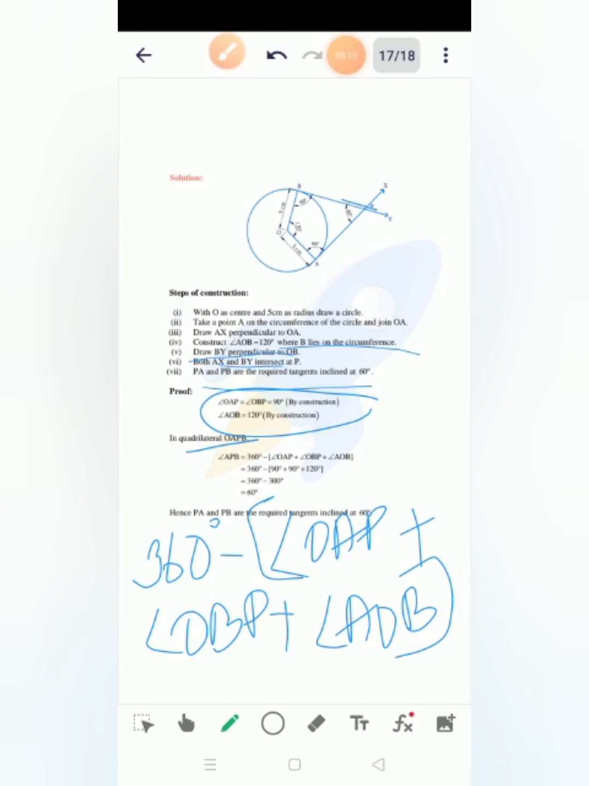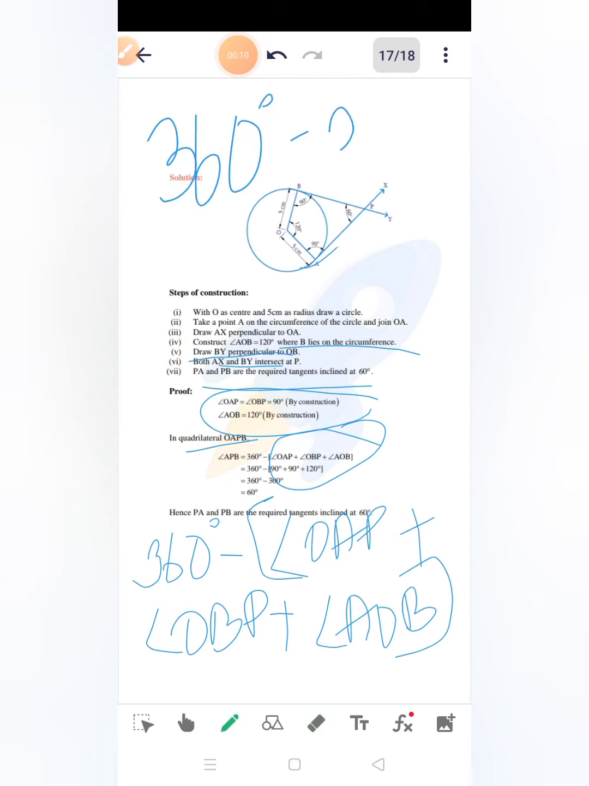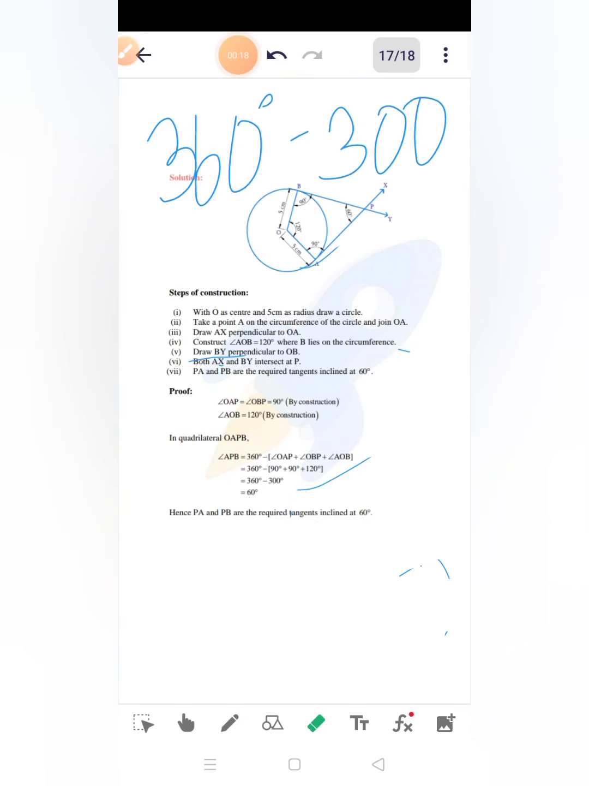In a quadrilateral, the sum of all angles should be 360 degrees, right? So to find angle APB, we take 360 degrees minus all these angles. When you add them, that is 90 plus 90 plus 120, you get 300, and when you subtract 300 from 360, you get 60 degrees. Hence we have proven it.